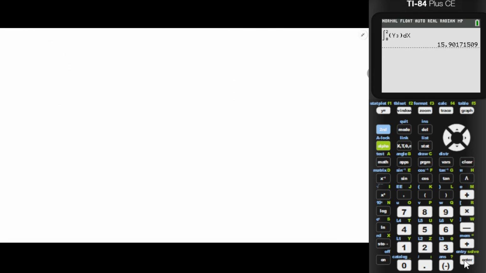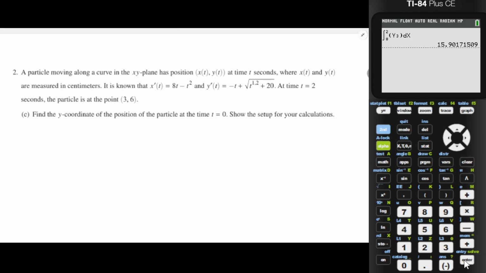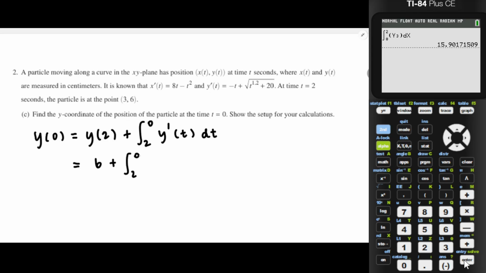Okay, and then part C, what's going to happen there? Find the y-coordinate of the position of the object at time t equals 0. Okay, well, they told me the y-coordinate of the position at time t equals 2. So I know that y of 0 is going to equal y of 2 plus the integral from 2 backwards to 0 of y prime of t dt, which they already defined for me. I can remind them I know that this is 6 plus the integral from 2 back to 0 of y prime. And it might be good if I just double checked that y prime was the one I put in y2. It was the one with the square root.